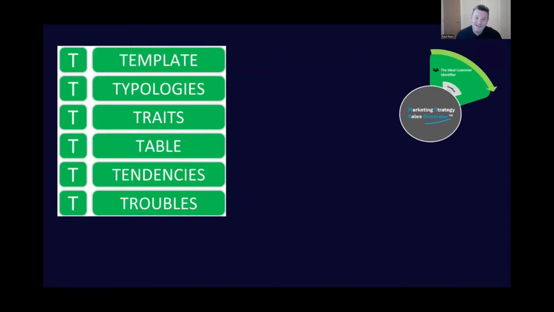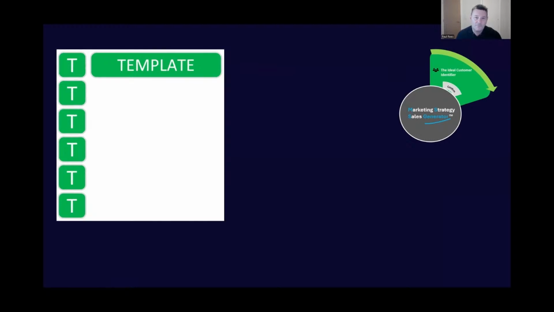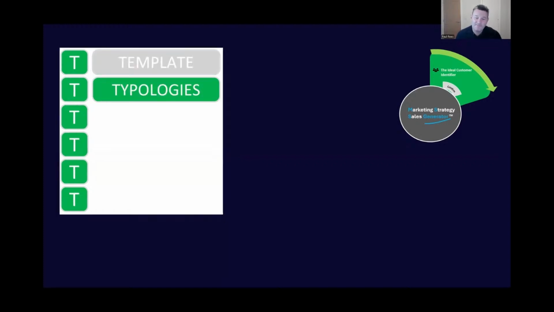So let's take a look at the key steps within the ideal customer identifier. Now we start with an ideal company profile template. What do I mean by template? Well, it's a framework that helps you identify the types of ideal company targets for your business. And why is it important? It's important so you can clearly segment the types of companies you should be targeting to give you focus.